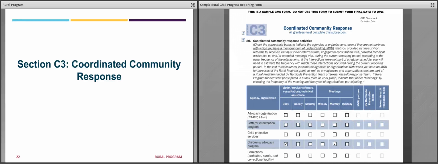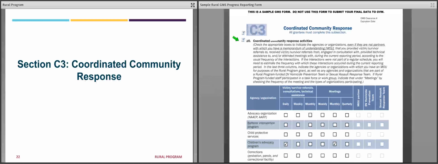Section C3, coordinated community response. So this section provides a picture of the relationships that you have with other agencies and organizations within your community and the frequency with which you interact with these agencies and organizations. This should include all agencies and organizations you interact with, not just your grant or memorandum of understanding partners. Report the different agencies and organizations that you are engaging with in this section. So all grantees must complete this section, which again is indicated here.